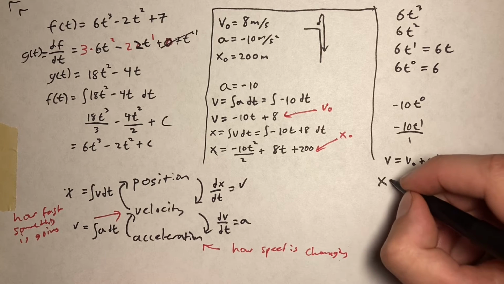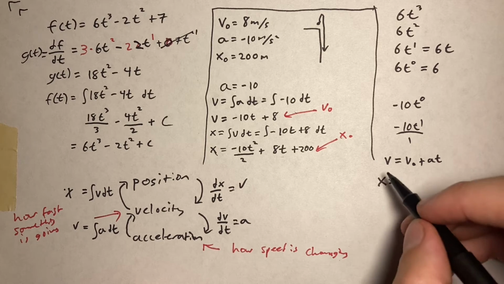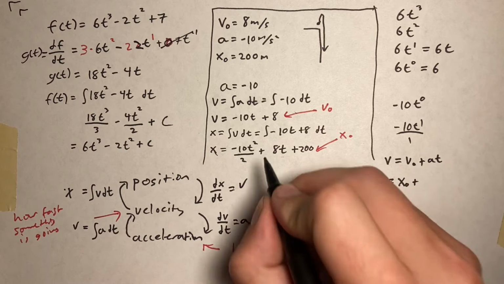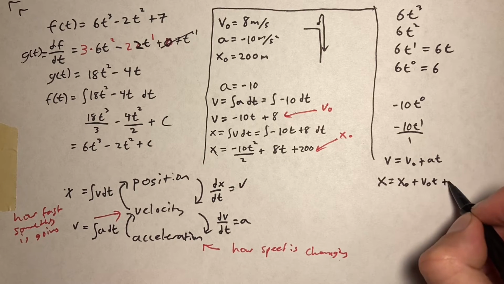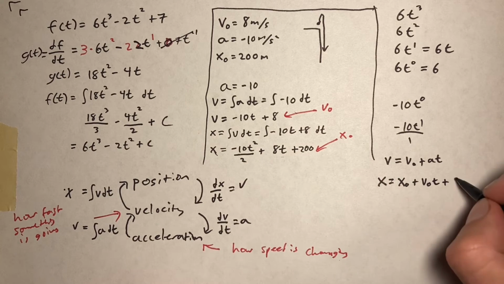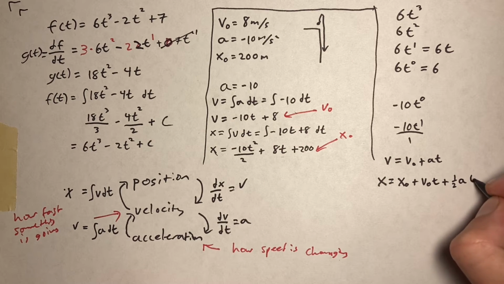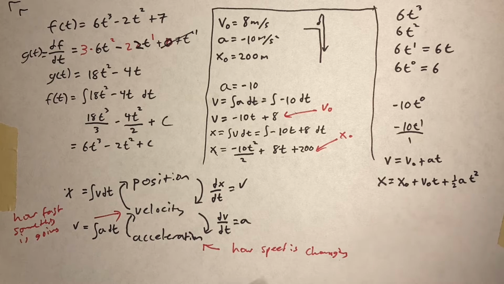This just comes from our definition of an integral and of a derivative. So our position is equal to our initial position, that term, plus our initial velocity times time, so that's v0t, and then plus 1/2, so that's the over 2, our acceleration times time squared. So that's how we get that kinematic equation, either our second or our third one.